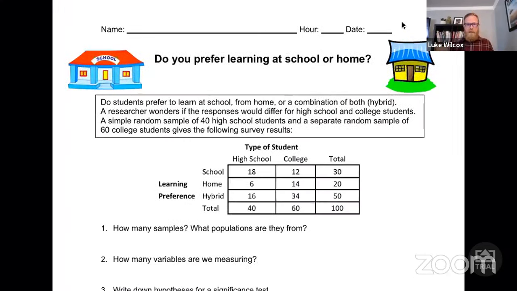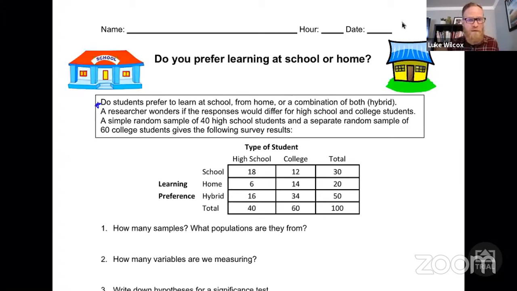So I decided on a context that is very relevant right now, and that's about how we're doing this learning. A lot of us are in a new situation here where you're having to learn online at home as opposed to learning at school with your teacher. So here's what the problem says.